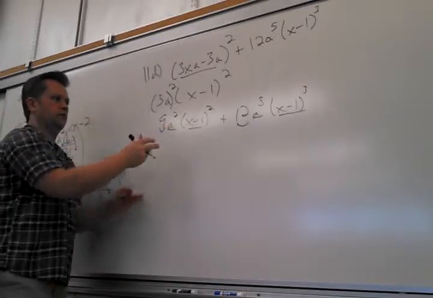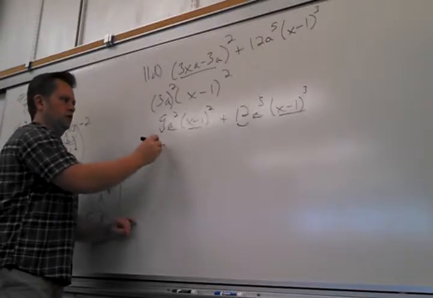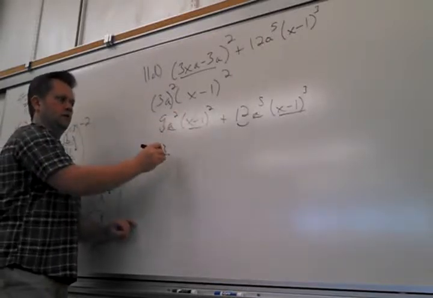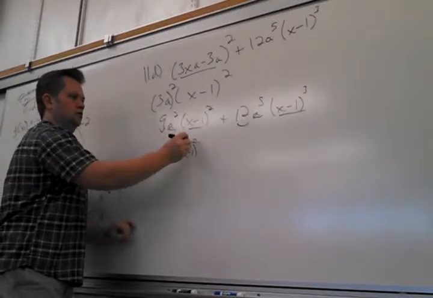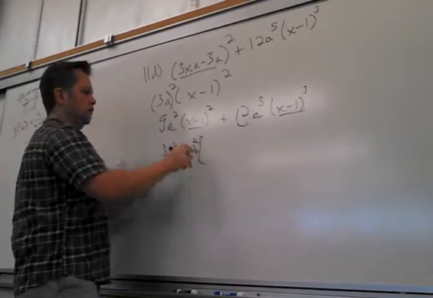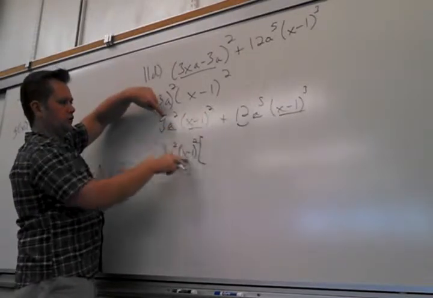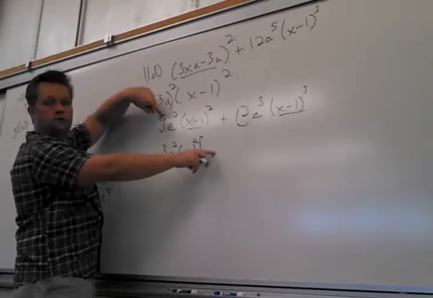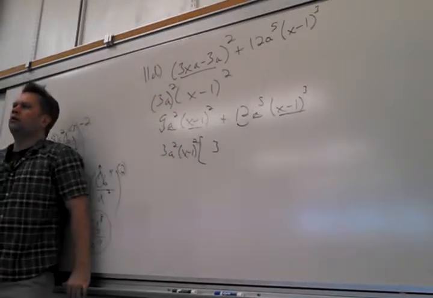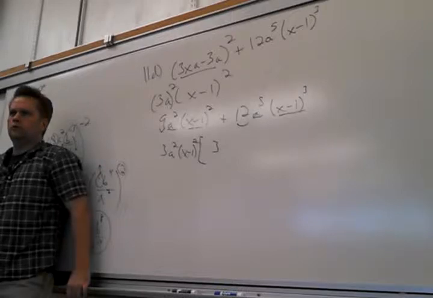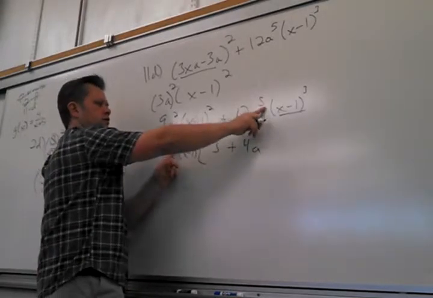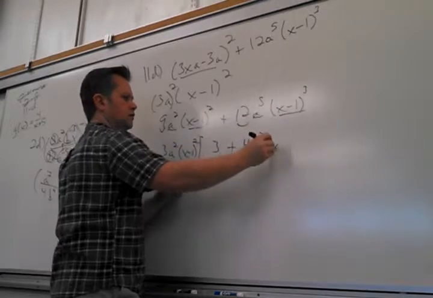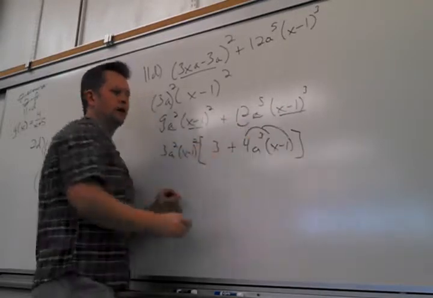So what number can come out? 3. How many a's? 2, good. How many x minus 1s? 2. I like it. So then what's left here? I took both of those away. I took both a's away. Which is just a 3. I love it. You guys see that? Good. All right. And then plus 4a to the third. How many of these left? 1. And then you just distribute that. That's the last step.